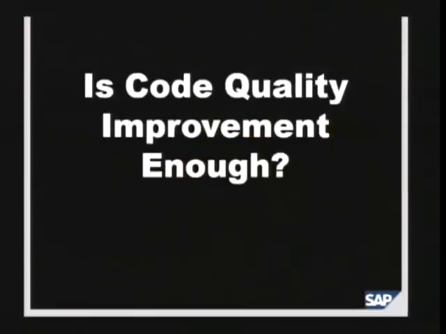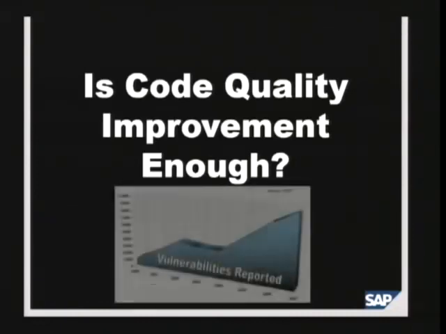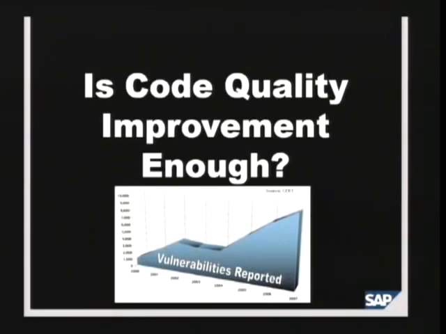So the question is now, is code quality improvement enough? The answer is this graphic, right? Look at the number of vulnerabilities from 2000 to 2007. You see, the number of reported vulnerabilities has been increasing. So of course, if you do all of these things I explained in the software development lifecycle, your application is probably, let's say, secure enough, might be secure.